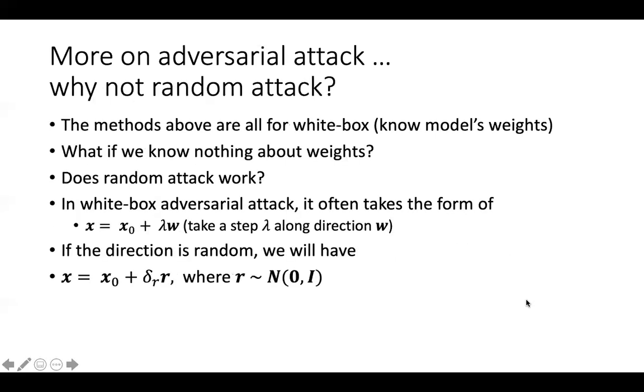The methods we discussed above are all for white box, which means we know the model's weights. But what if we know nothing about the weights? Does random attack work? In white box adversarial attack, it often takes this form, x equal to x0 plus lambda w, where w is the weight vector, right? If the direction is generated from a random number r, and r follows a normal distribution with mean 0 and covariance matrix of identity, we will have x equal to x0 plus some learning rate times r.